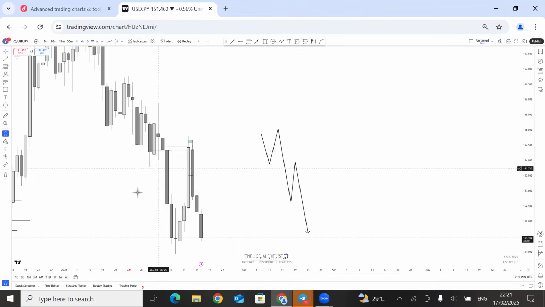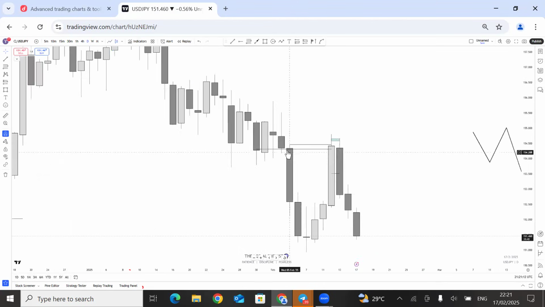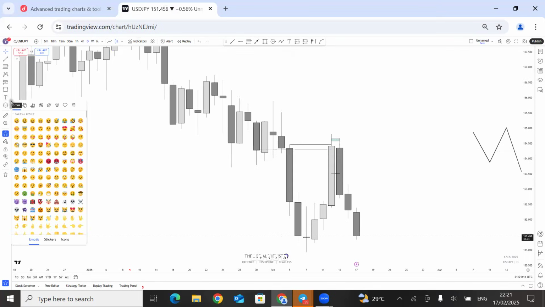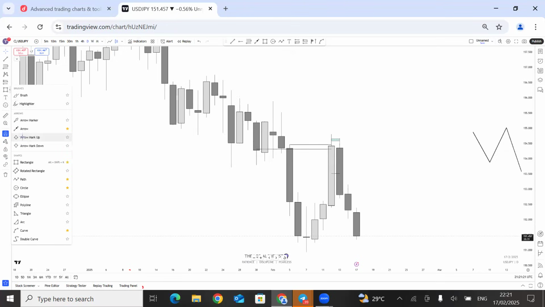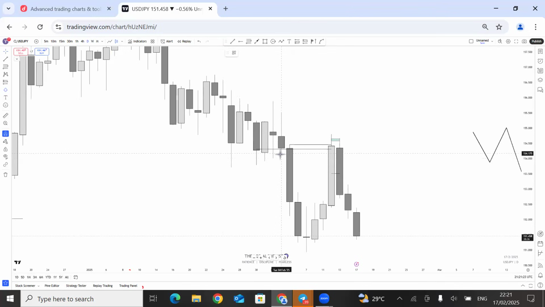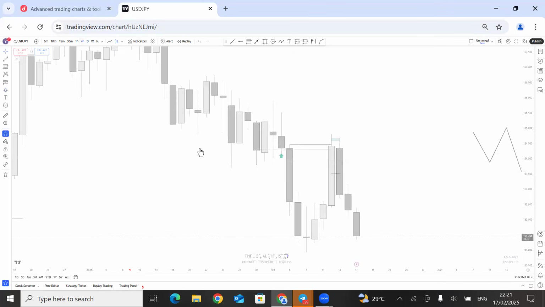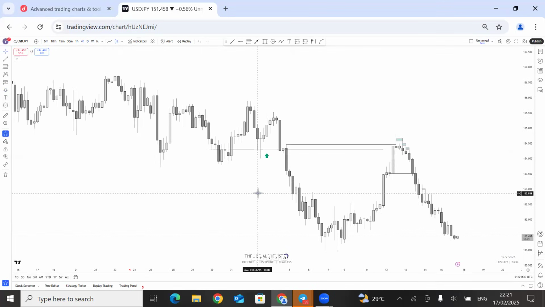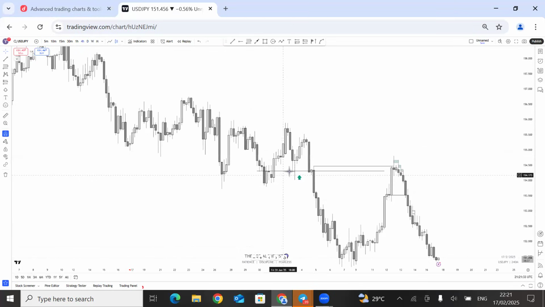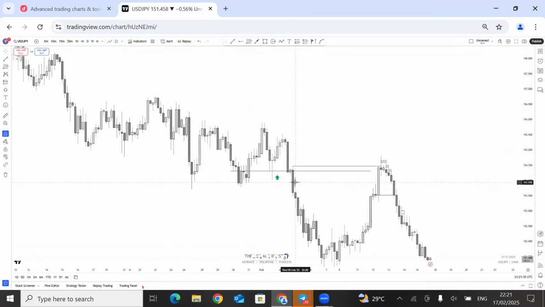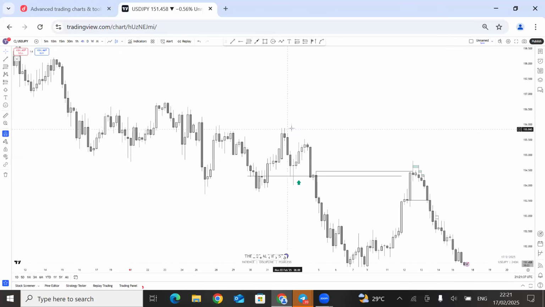It closed above the key level. Let me zoom. Close above the key level. So let me mark this out. Right, let's mark it here. Now I want to go on a lower time frame, like 4 hours. So what happened in the 4 hours? The reason I want to see the 4 hours is that I want price to break this high before I go in for any setup.